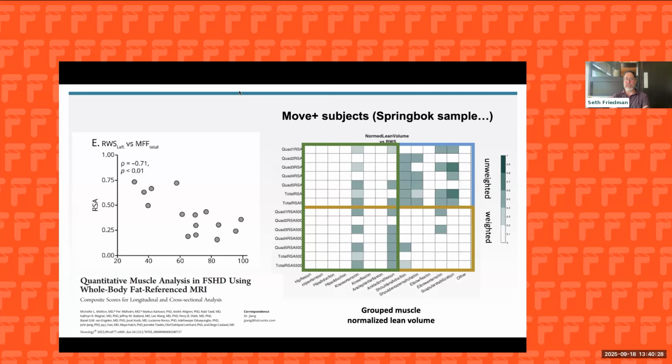So on the left here in the green box, all the different muscles are represented on the bottom on the x-axis. And so can you see my cursor, Lucienne? I can't tell. Oh, you can.